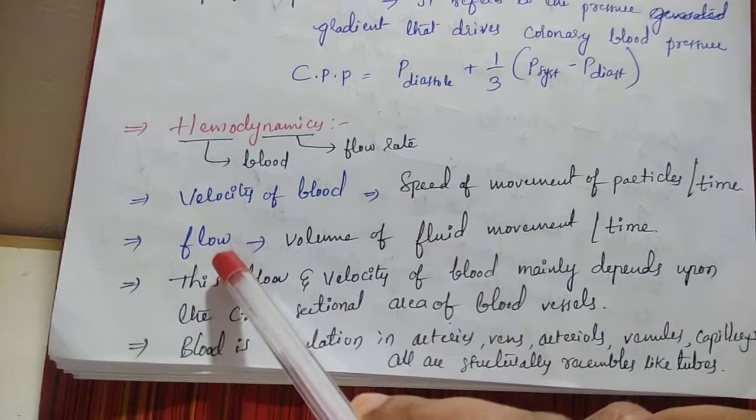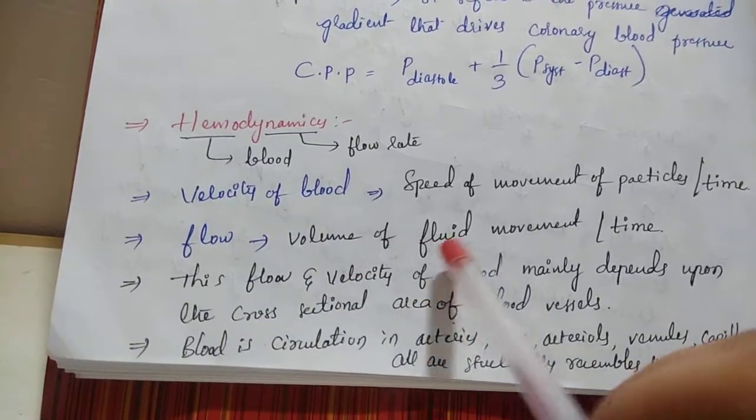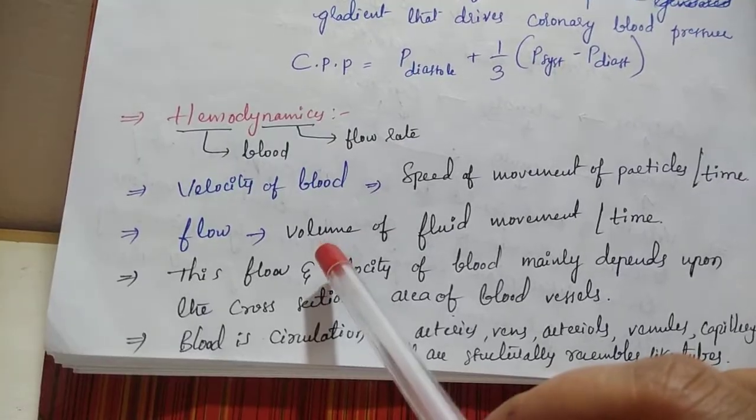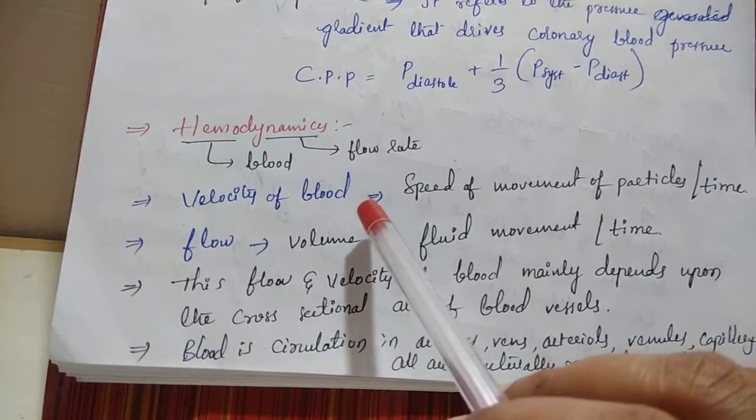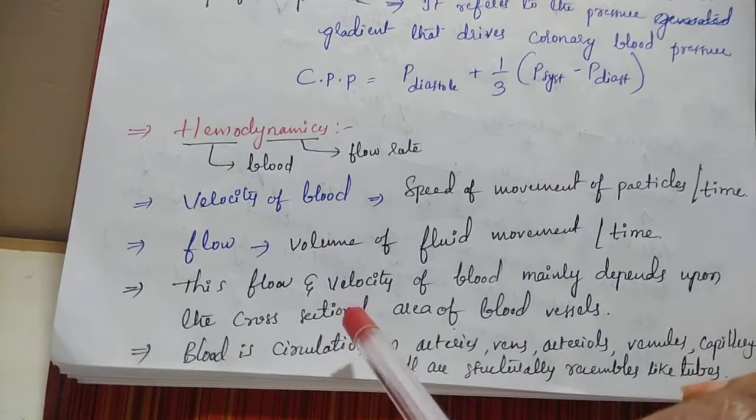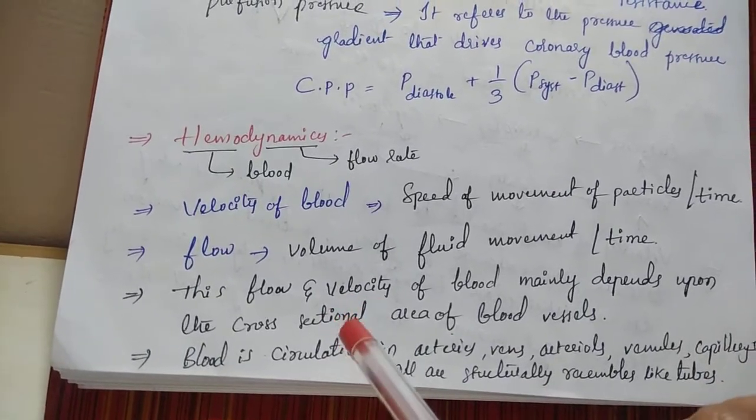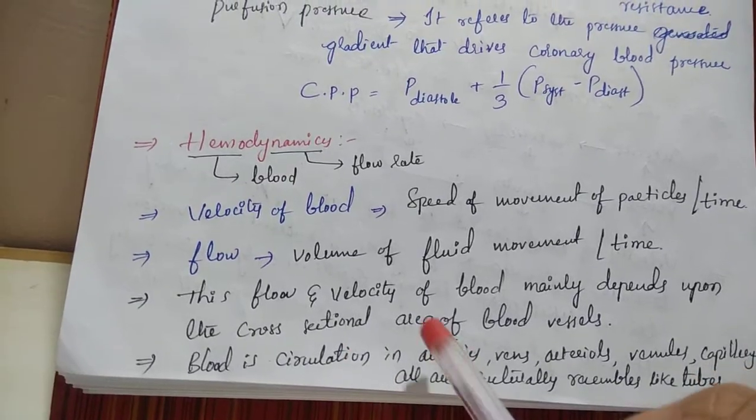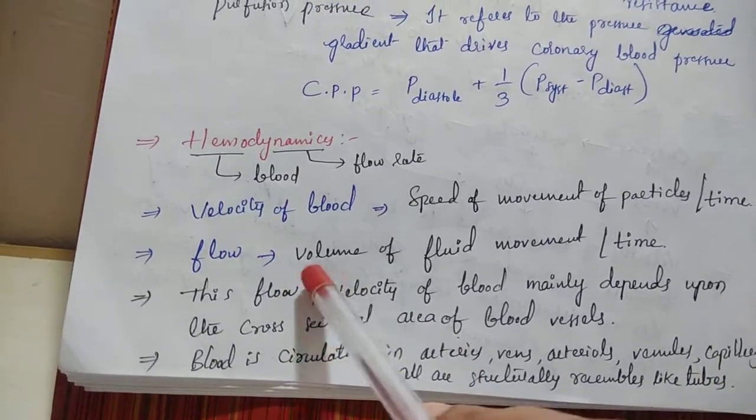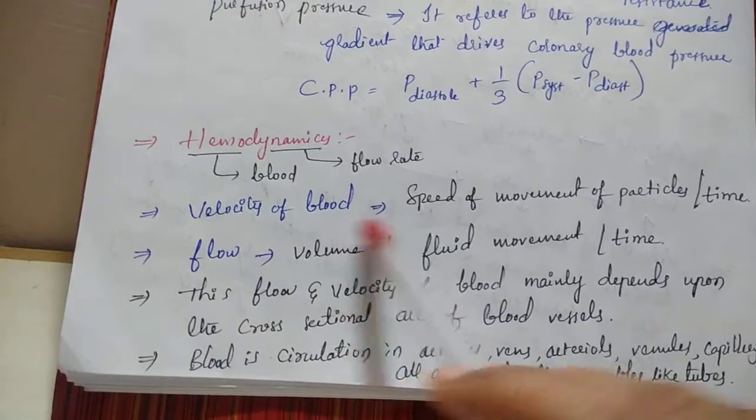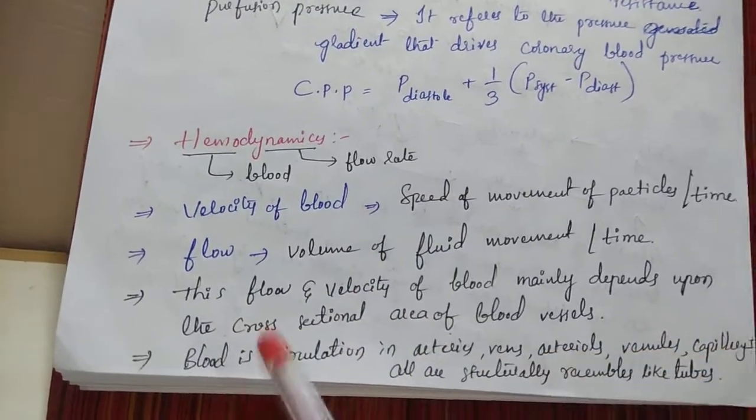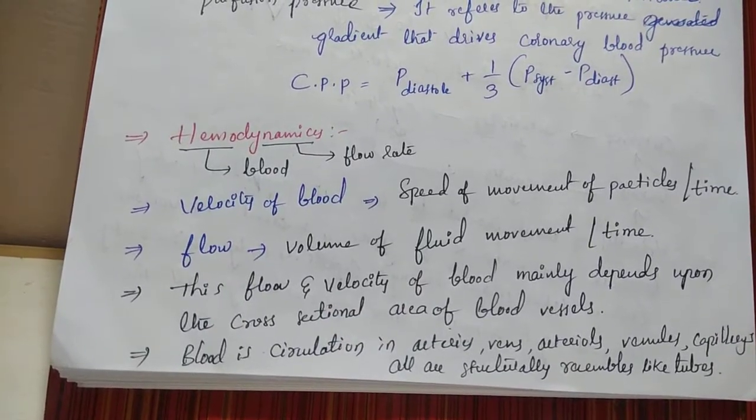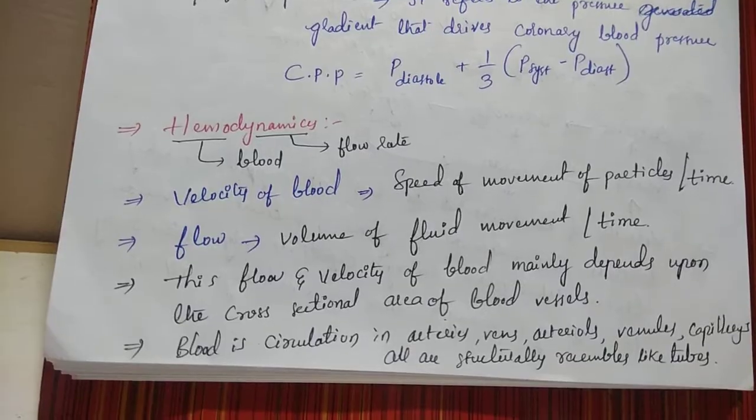When coming to the flow, volume of fluid movement per unit time means whether I am walking alone or am I carrying anything with me. If I am carrying a bag, the total volume is increasing, isn't it? So the flow mainly depends upon the volume and velocity mainly depends upon the speed. This flow and velocity of blood mainly depend upon the cross sectional area of the blood vessel.